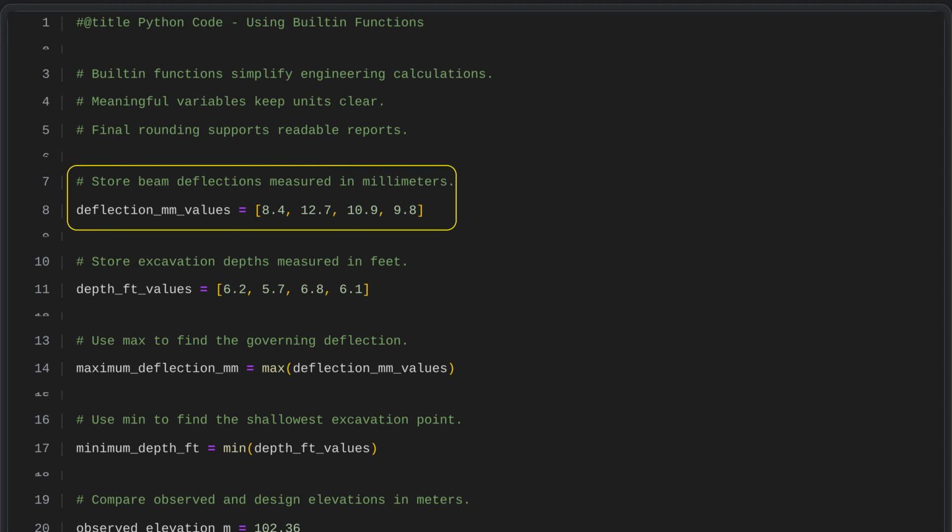A list is created to store 4 beam deflection measurements in millimeters. These values show how much the beams bend under load, keeping the data organized for later analysis, such as comparisons or finding the maximum deflection.